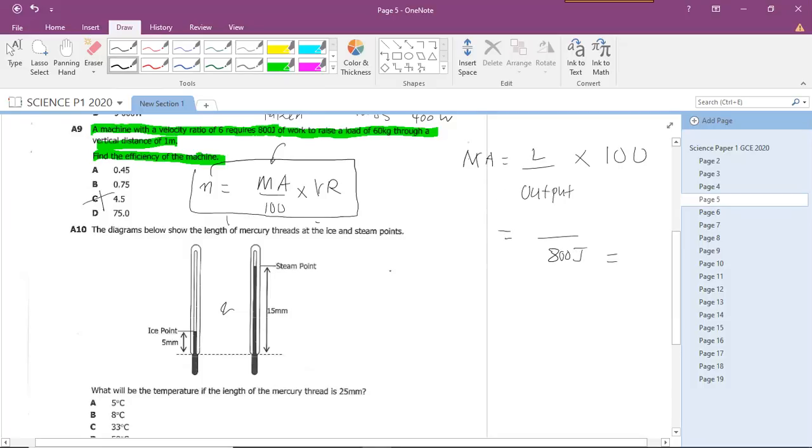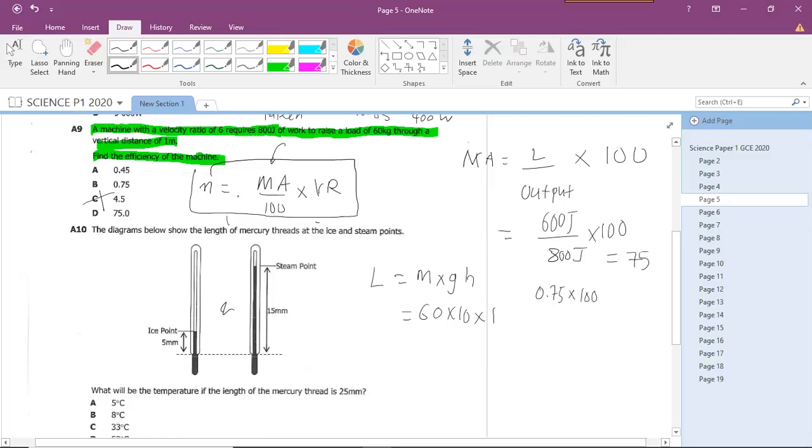So this load here is doing work done against gravity. So we say mass times gravity times height. We'll say 60 kg times 10 times the vertical height of 1. We're going to get 600 joules as potential energy times 100. If we divide this, we're going to get 0.75 multiplied by 100, we'll get our mechanical advantage as 75.